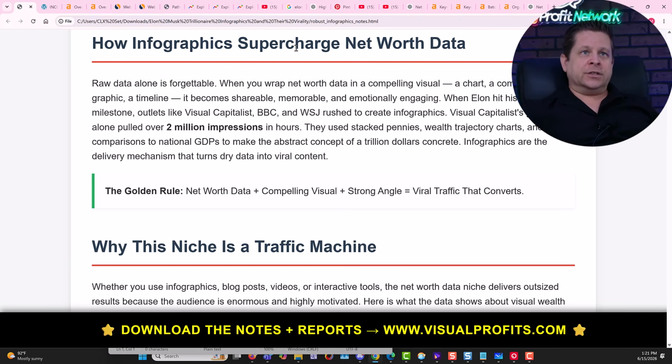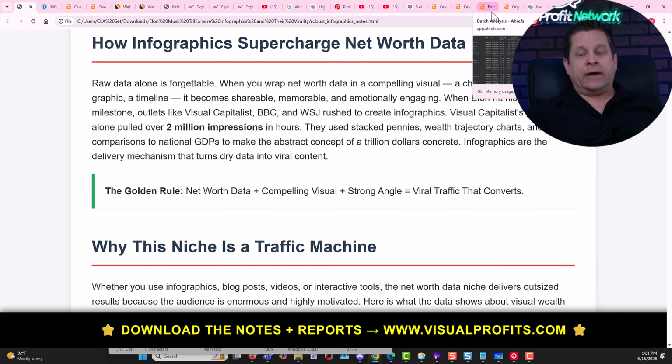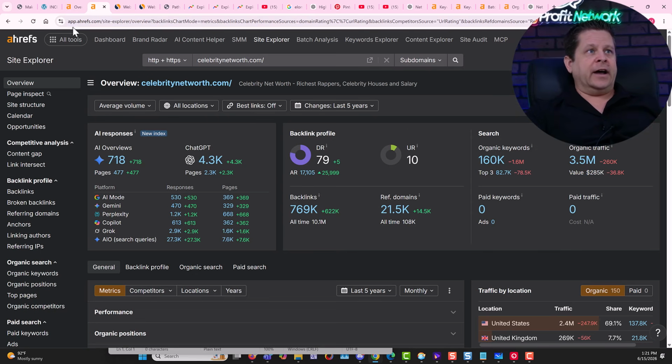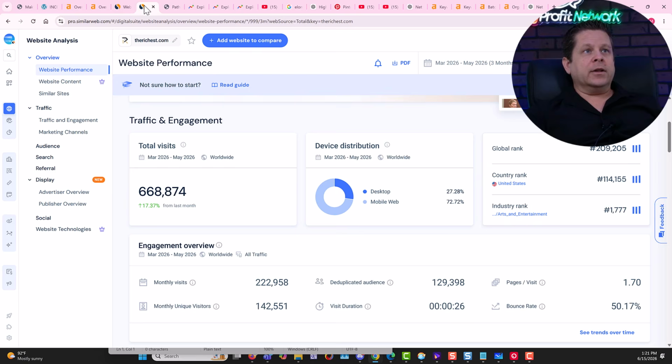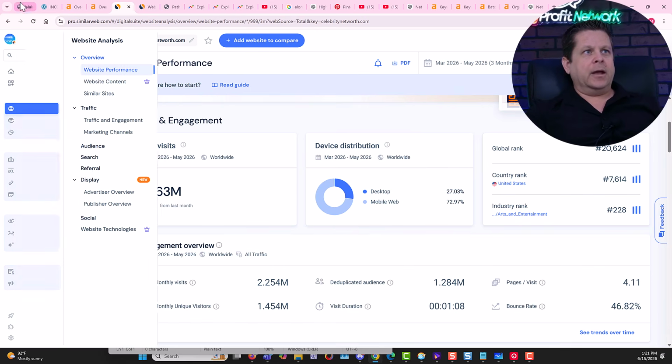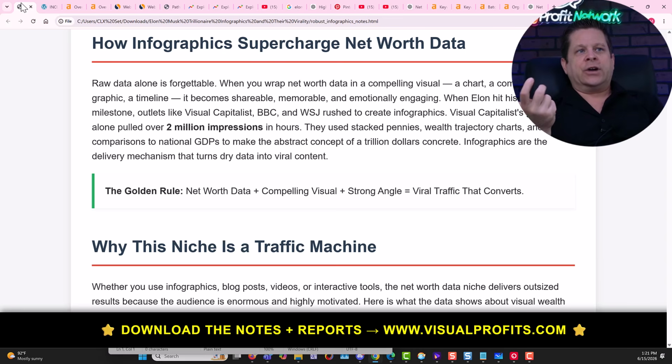Now, infographics are going to supercharge the net worth data, because a lot of people will have a post and they'll get traffic from that post. And something like this, where we look at, okay, this guy's getting 3.5 million visitors a month. When we look at his amount here, I think he's actually getting around 6 million or something like that. When we look at that, we want to say, okay, what is that traffic actually going to do? What are we getting them into?